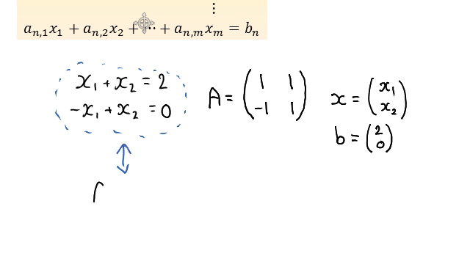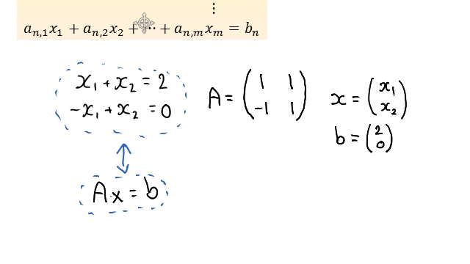Using this notation, this equation system right here, this 2 by 2 system, can be equivalently written as A times x is equal to b. These are 2 equivalent ways of writing exactly the same thing. So let's double check that these notations mean the same thing.